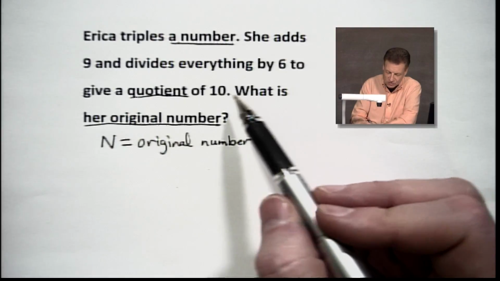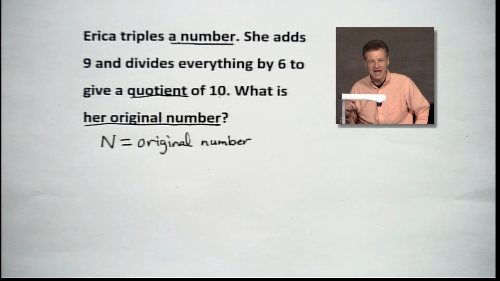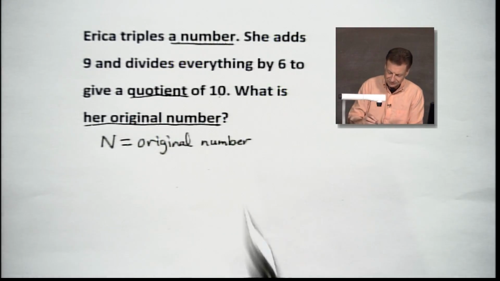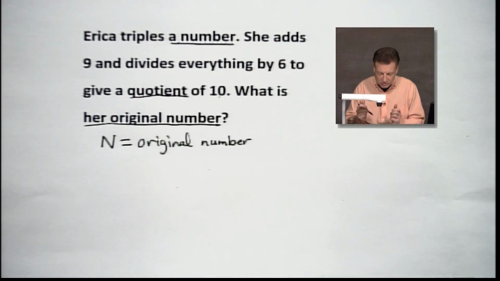So let's work backwards. We're going to say 10 times 6. So eventually we're going to be doing that. That gives us 60. And now it's a little bit easier to think in my head. I've got a number I'm going to try to triple, but I'm adding 9 to that, and then I get 60. So see, we eliminate a little bit of the mystery as we move along.